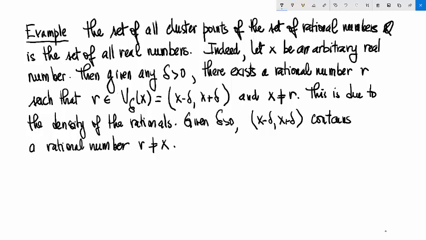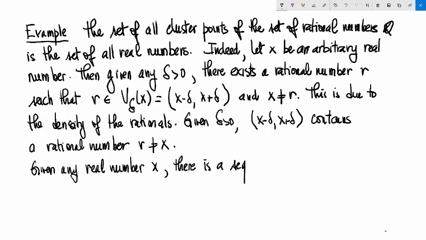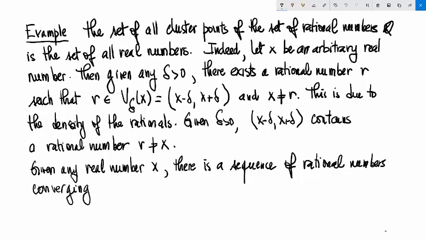So if you give me any real number, I can find a sequence of rational numbers which is convergent to that real number. Given any real number X, there is a sequence of rational numbers converging to X.